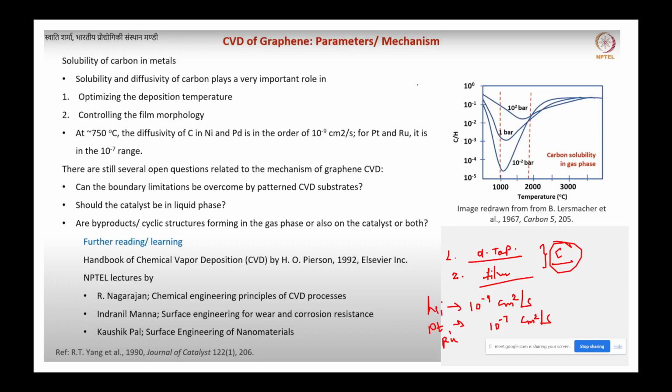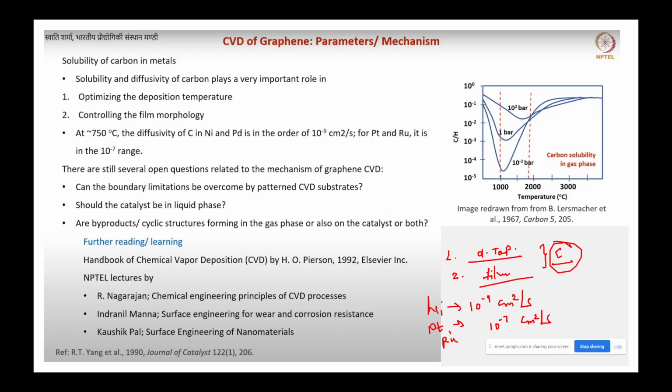So these are some open questions that you can experiment on and get back to, and you can also consult the literature. I believe you can find many good papers on this. Also, there are some byproducts and cyclic structures forming in the gas phase, on the catalyst, or both.